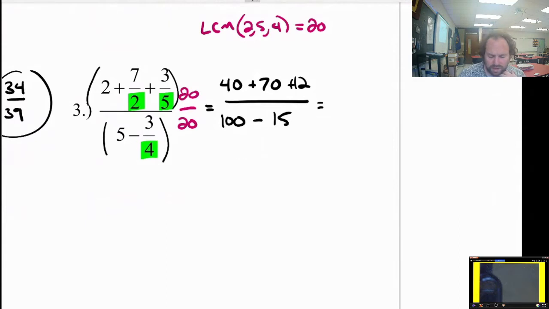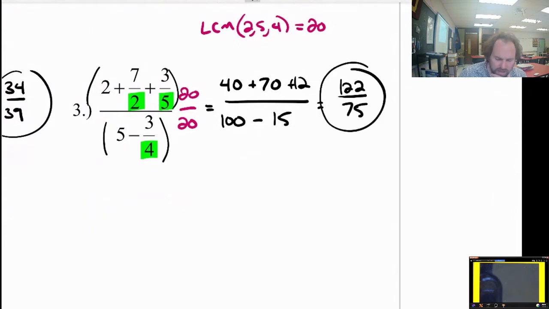And now all we got to do is add it all up. It's going to be 110 plus 12, 122 on top, 75 on bottom. I'm going to go ahead and assume that they don't, 85, whoops. I'm going to assume they don't have anything in common.